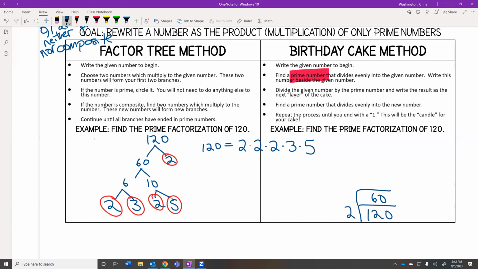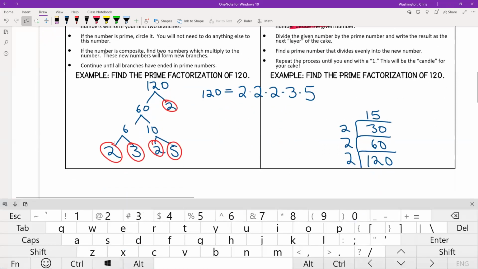So 120 divided by 2 is 60. That's the hard one. 60 divided by 2 is 30. 30 divided by 2 is 15. So I kind of went a little quick there, but all I did was divide by 2 until I can't divide by 2 anymore. And notice how what we're building kind of looks like a birthday cake. That's why they call it the birthday cake method.